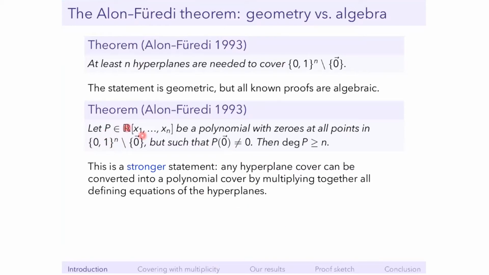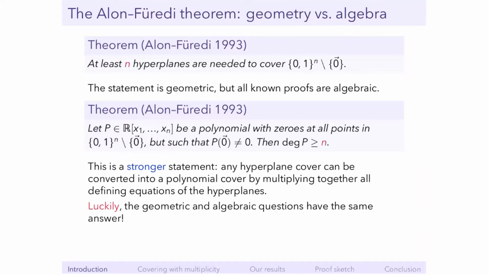So this is a stronger statement. The object considered in this second theorem is a more general object. And the magic that happens here is that this geometric question and this algebraic question happen to have the same answer. They're proving a lower bound for the more general question, and that happens to match the upper bound for the specific question. And so that answers both questions.